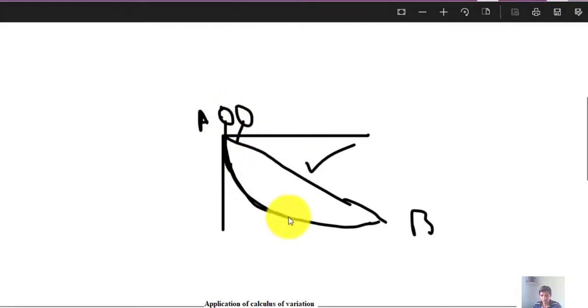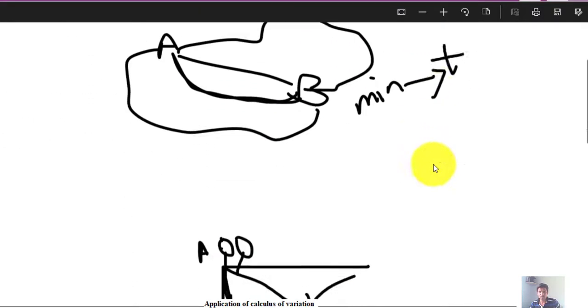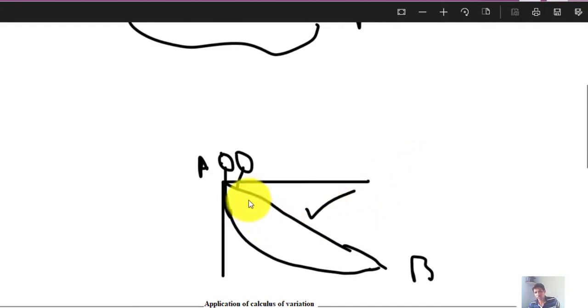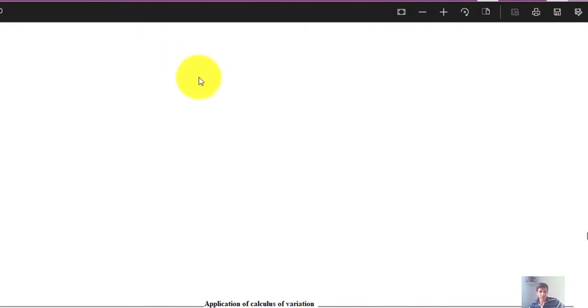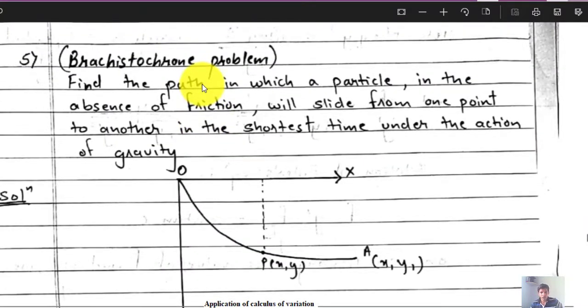For some problems, this path is in the form of a cycloid. So this path turns out to be the one of minimum time, not the shortest distance. So what will be the time taken to travel from A to B? The minimum time taken to travel from A to B will be along this path. So let us see how it moves.